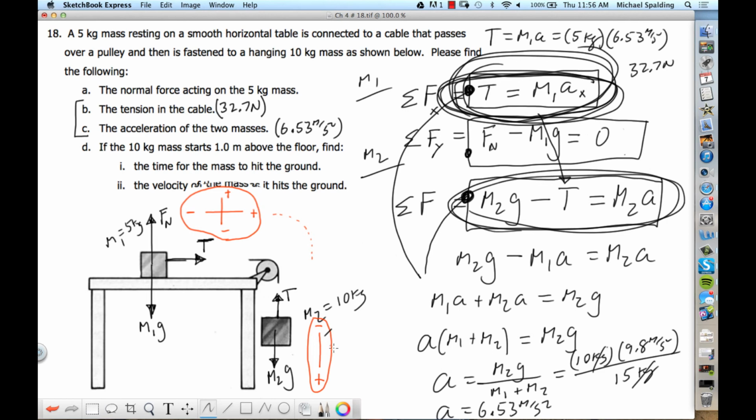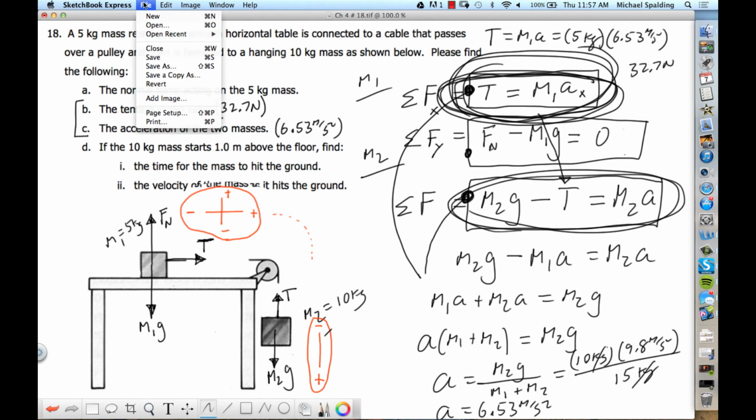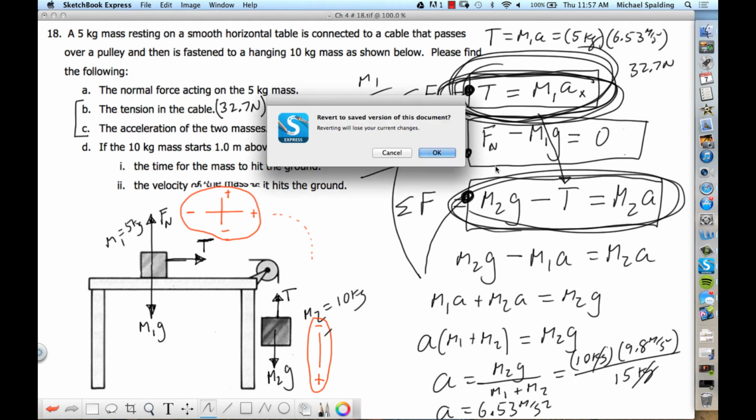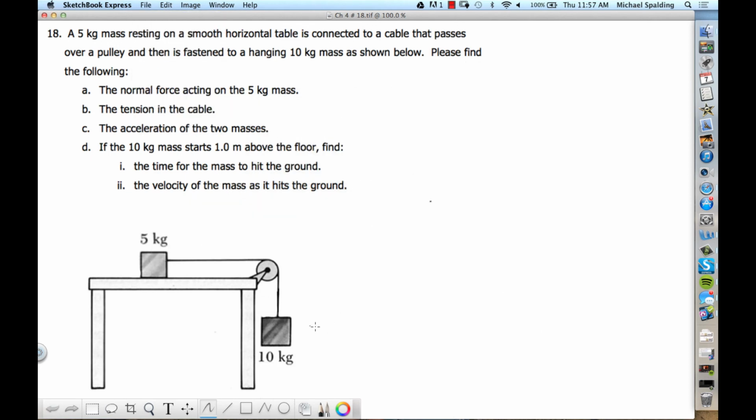All right, and then the last question. If the 10 kilogram mass starts 1 meter above the floor, so can I erase the screen here? What kind of question is this last one? It's kinematics. Here's the floor down here, and you're told that this height is 1 meter. V initial is 0. The acceleration is 6.53. We just found that.